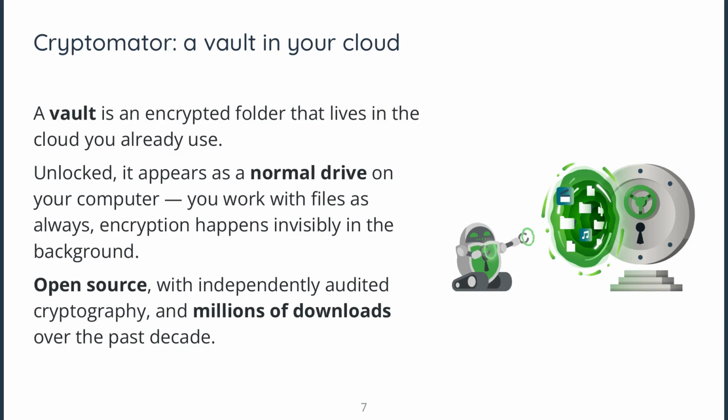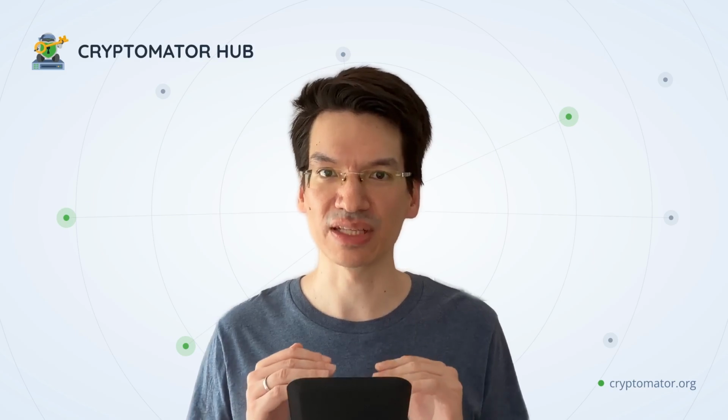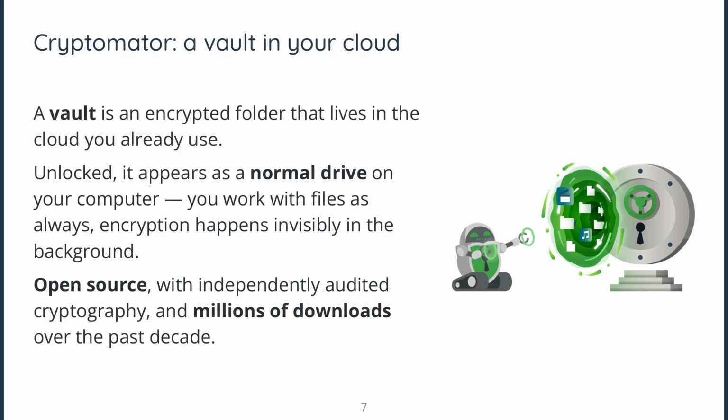When you unlock the vault with the Cryptomator application, it appears as a normal drive on your device. You can open files, edit them, and save them as always. The encryption happens invisibly in the background, so you don't have to worry about it. Technically, it's called transparent encryption. Cryptomator is open source with independently audited cryptography and has been downloaded millions of times over the past decade. It's a trusted solution for protecting your data in the cloud.